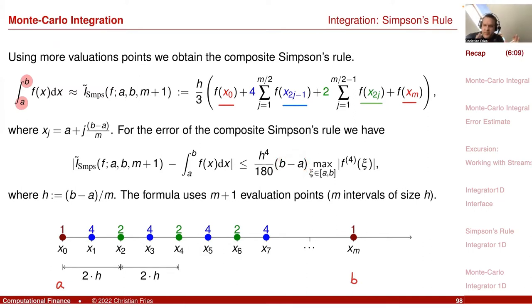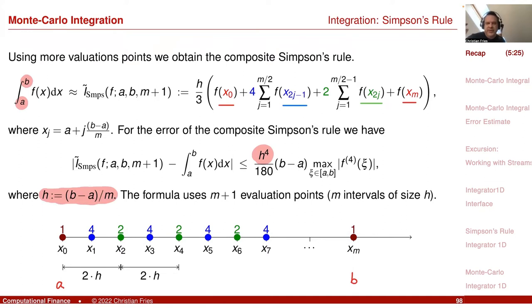So if we do the concatenation of this integration rule, we have this nice error estimate. The error goes with h to the power of 4. If h is the equidistant partitioning of your interval, so the whole interval from A to B divided by M, the number of intervals, then we go with 1 divided by M to the power of 4. So this is an exponent 8 better than our Monte Carlo convergence rate.